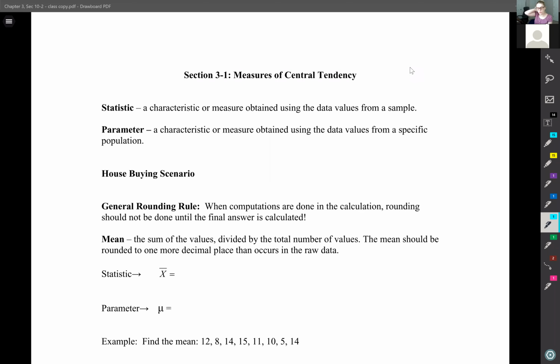Okay, so we are doing sections 3.1 and 3.2 today, so hopefully we can get through them. It is 7 pages of notes, so it's kind of a lot for 2 sections. That's why I'm only doing 2 today. So section 3.1 is on measures of central tendency.